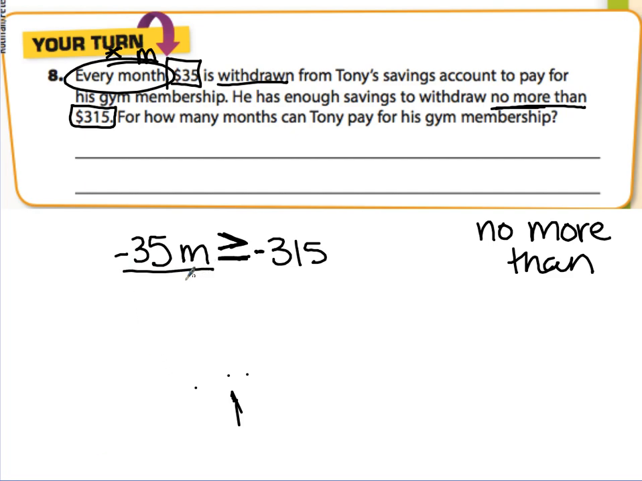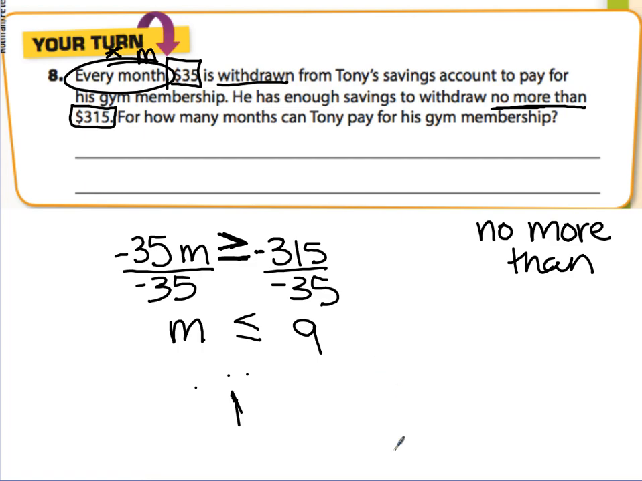So here, we're going to divide both sides by negative 35. Here, we're left with m. A negative and a negative gives me a positive 9, so I know my sign has to be flipped. So he cannot take out for more than 9 months. Okay, so he can pay for no more than 9 months of his gym membership using his account.